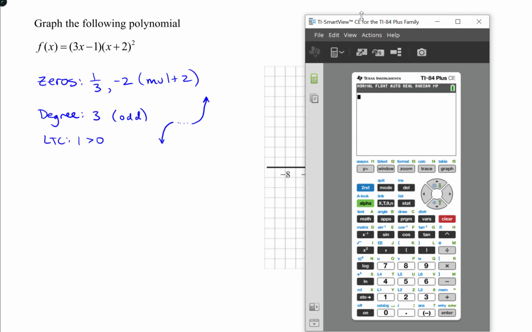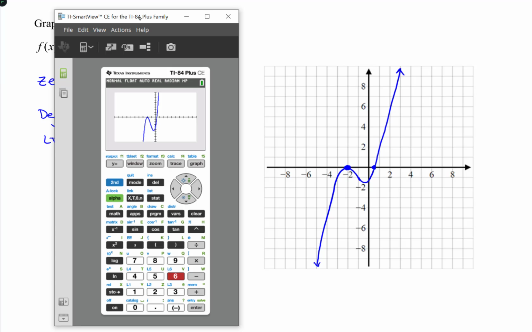If we were to use the calculator to graph it, so if I took (3x minus 1) times (x plus 2) squared, and I graph this in the standard viewing window, this is what I get. And that's actually fairly similar to what I have, although this particular valley here went a little bit lower than what I drew.